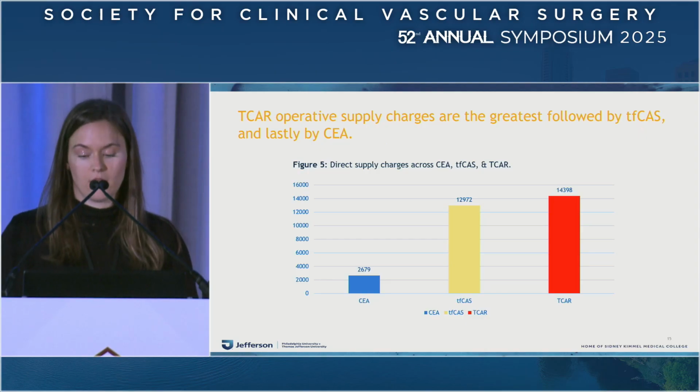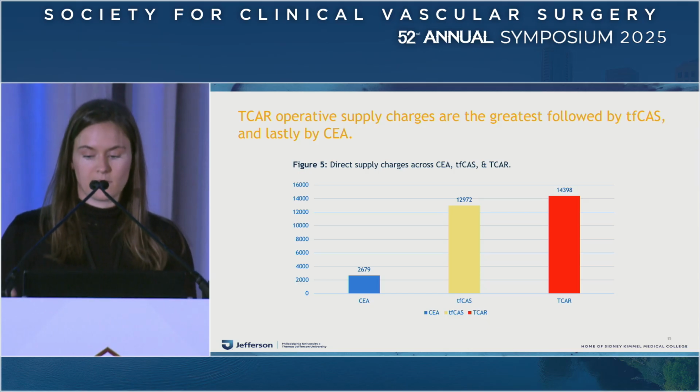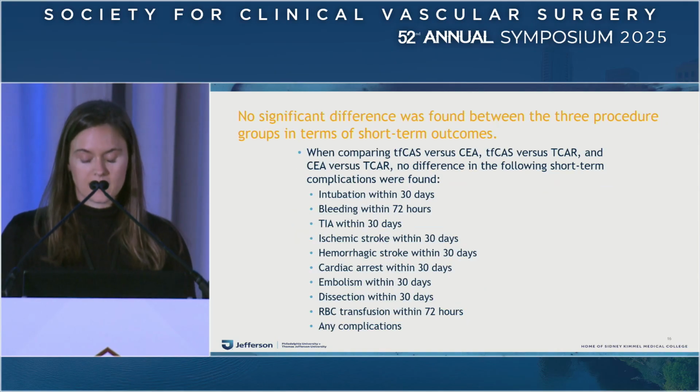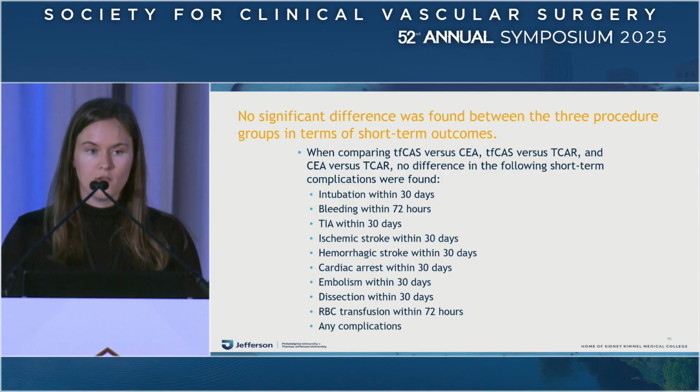The next point we wanted to evaluate was we wanted to dive a bit deeper into our charges and specifically look at direct operative supply charges. As you can see in figure 5, TCAR has the greatest direct supply charges with transfemoral carotid artery stenting following, with carotid endarterectomy being the least expensive. The next factor we wanted to look at was how the 3 procedure groups compared in terms of short-term outcomes. We found that at our institution there is no significant difference between the 3 procedure groups in terms of short-term outcomes.